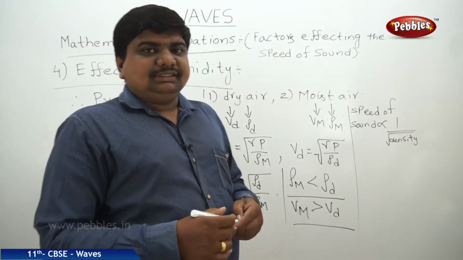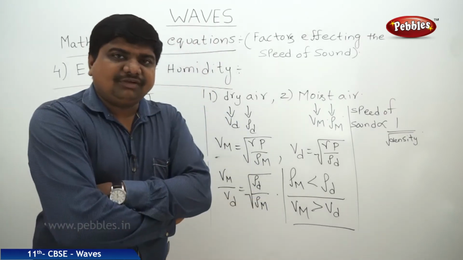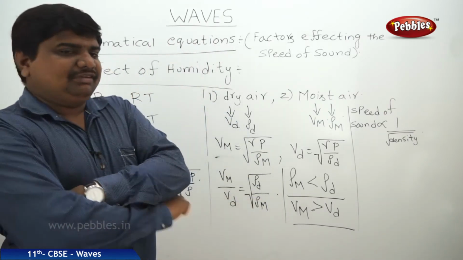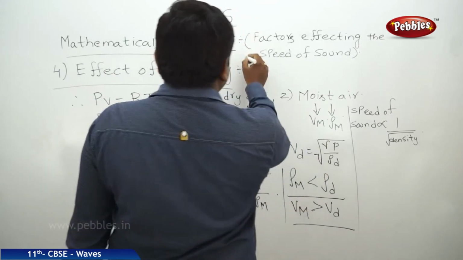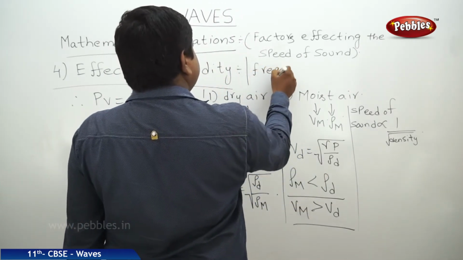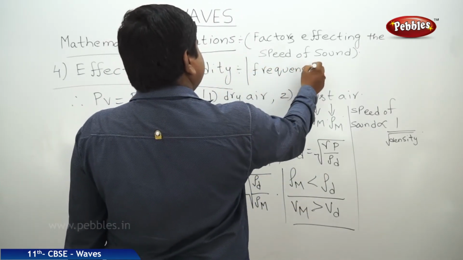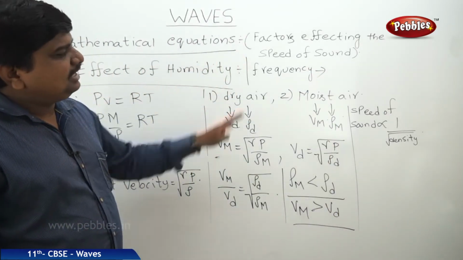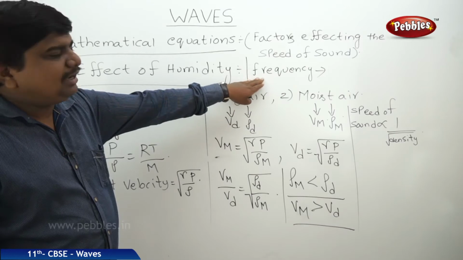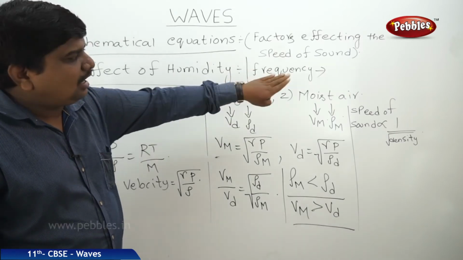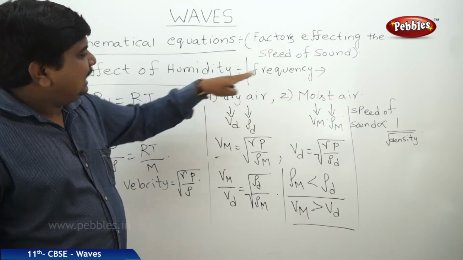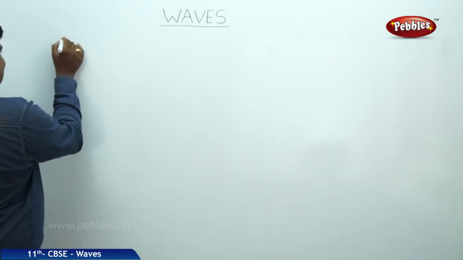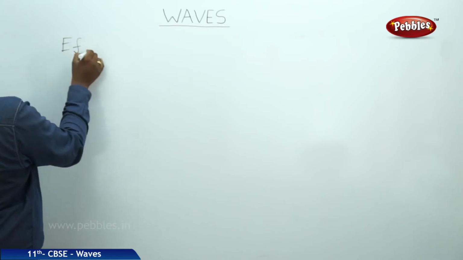One more factor that can affect the speed of sound is effect of frequency also. We know what frequency is. Frequency is the number of oscillations made by a body in a given time, and how this frequency is affecting the speed of sound. So the next concept we should discuss is effect of frequency on the speed of wave.